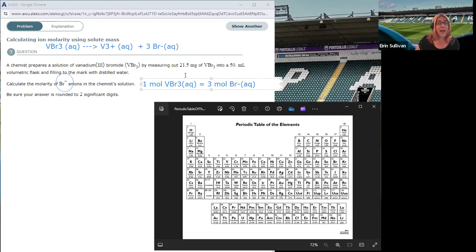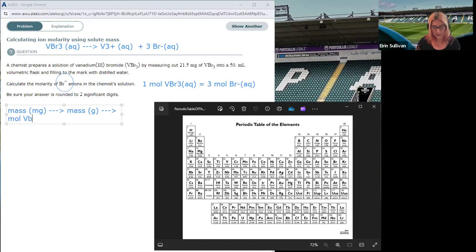So then what we have to do is we've been given the mass in grams of the vanadium 3 bromide, and we've been given the volume of the solution. Well, guess what? We don't need that until right at the end, when we're calculating the concentration of the bromide ion. So just ignore that for a minute. All we need is this 21.5 milligrams of vanadium bromide, because we're going to convert from our mass in milligrams to our mass in grams. And then you guessed it, we're going to get our moles of vanadium bromide.